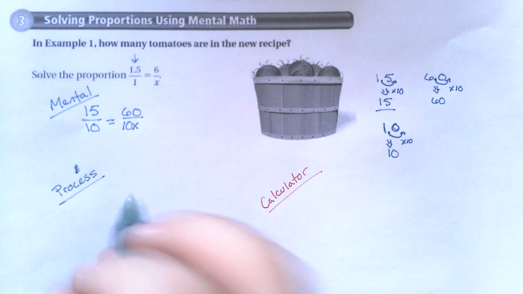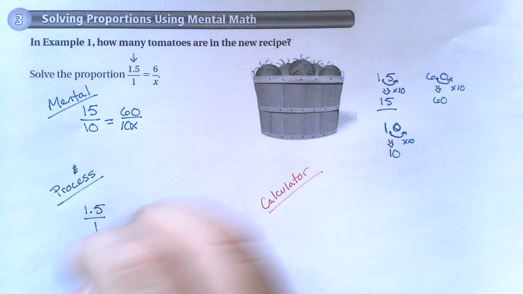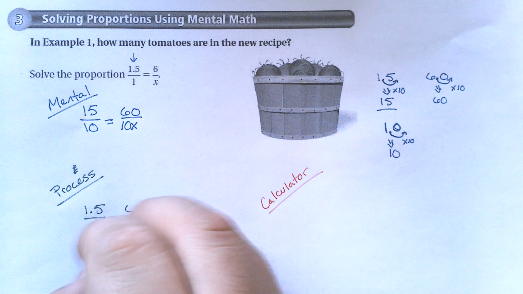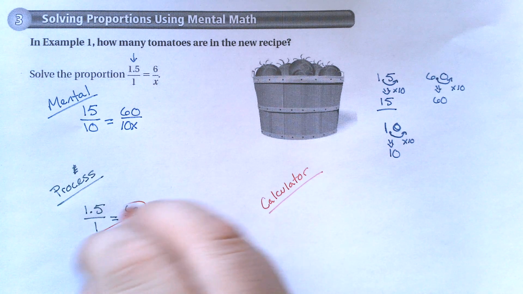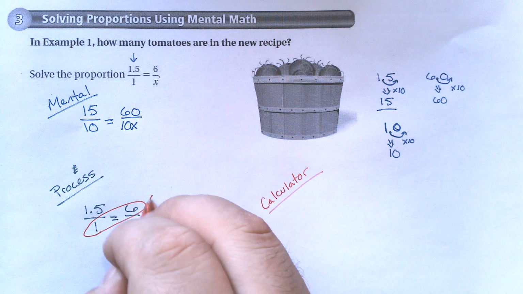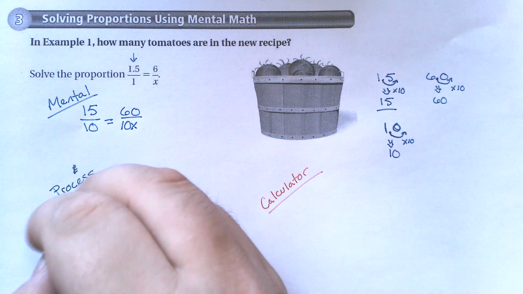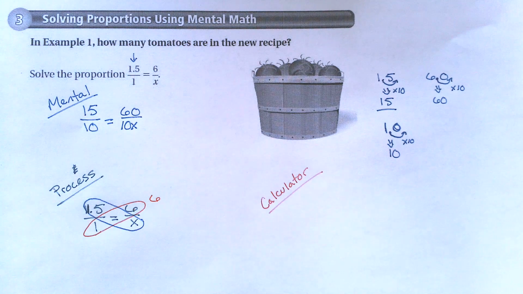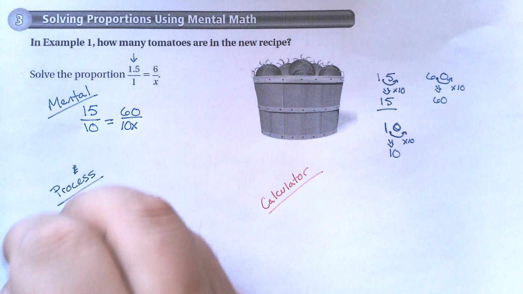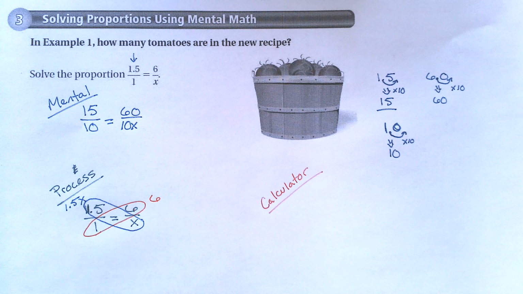All right, so the process says I'm going to take 1.5 over 1 equals 6 over x. And what I'm going to need to do is cross multiply. So 1 times 6 is 6. Oops, I covered that 1. Let me try and get that back so we don't forget where that 1 comes from. So then I take 1.5 times x. Oops, dropped a pin. 1.5x, same thing as 1.5 times x.